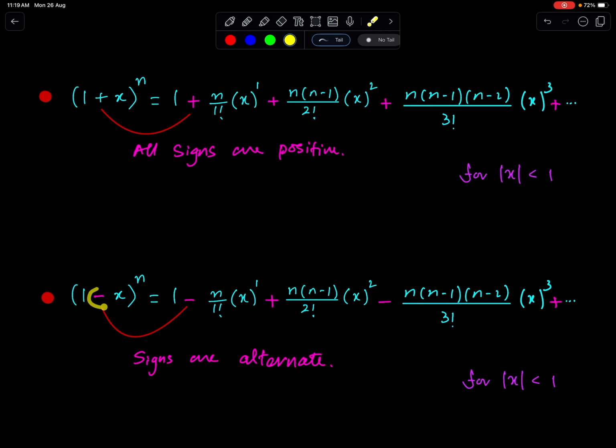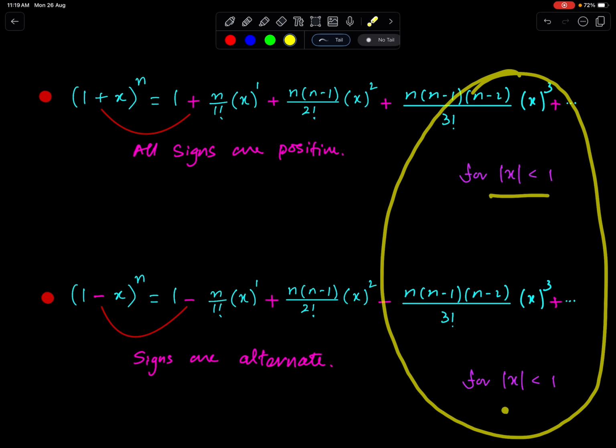When there is a negative sign between the terms, then signs are alternate: plus, minus, plus, minus, plus. And this expansion can be expanded in this way: 1 minus n upon 1 factorial, second term to the power 1, plus n minus 1 upon 2 factorial, second term to the power 2, minus n minus 1 n minus 2 upon 3 factorial, second term to the power 3, and so on. And this expansion is valid for these values of x. Both expansions are valid for these values of x.